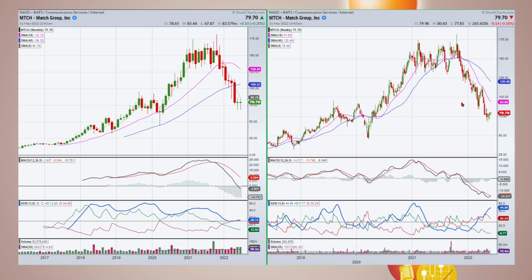But I do think this is a different environment, mostly for tech, that has broken down and the 18 months have rolled over. It's going to be a tougher time with these. I don't think it's a straight up affair like we saw back in 2020. Okay, let's go ahead and get into the analysis now.